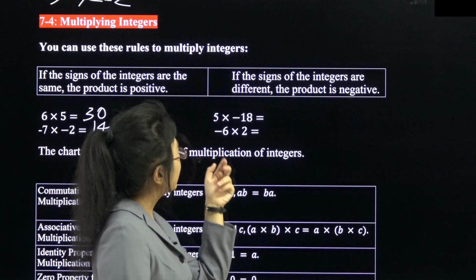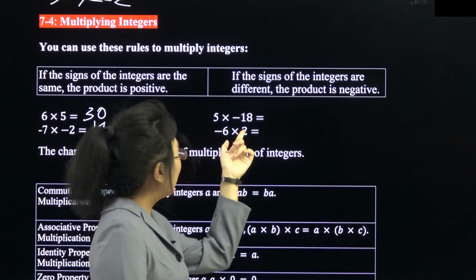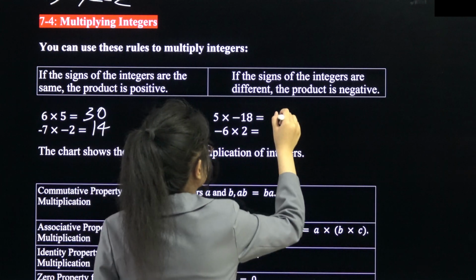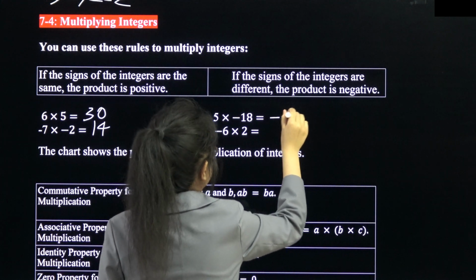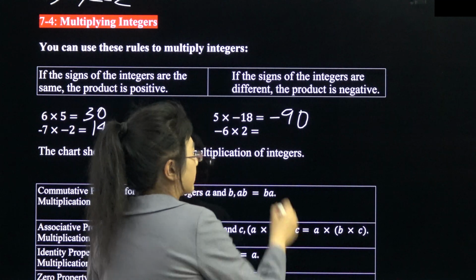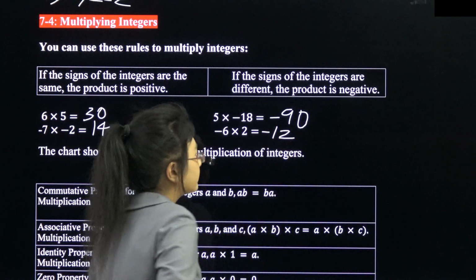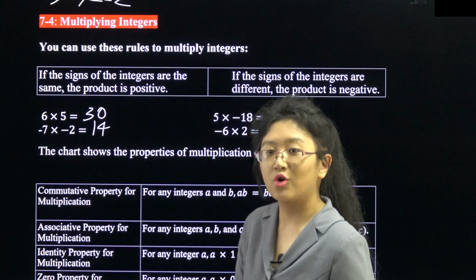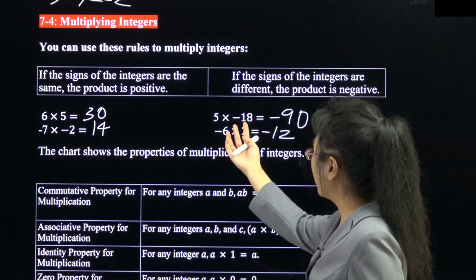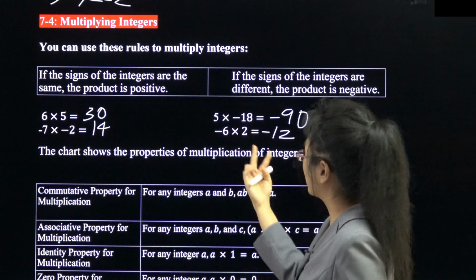But if they're different, then the product is negative. 5 times 18 equals negative 90. Negative 6 times 2 is equal to negative 12. So you multiply like normal, but the sign depends on whether or not the signs of the integers are different.